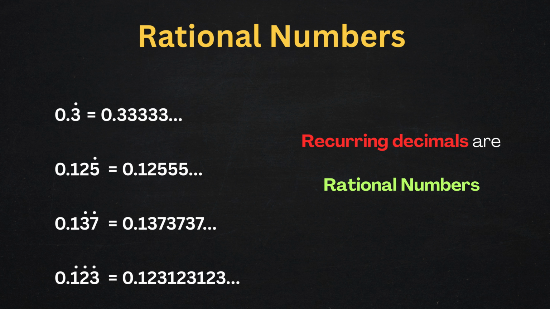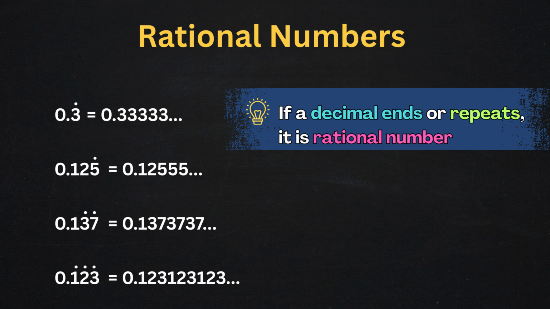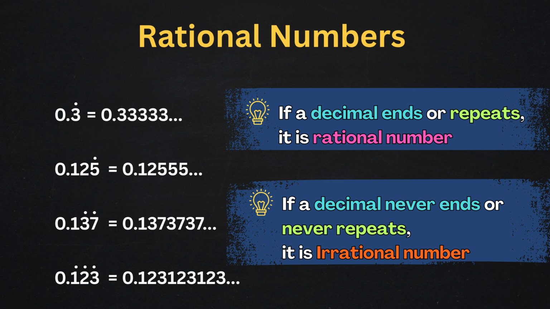Converting recurring decimals to fractions is taught to IGCSE students in a separate section, for which there would be another video. But you should remember, recurring decimals can be changed into fractions, therefore they are rational numbers, as numbers in pure fraction form are rational numbers. Exam tip: if a decimal ends or repeats, it is rational. If it never ends or never repeats, it is irrational.